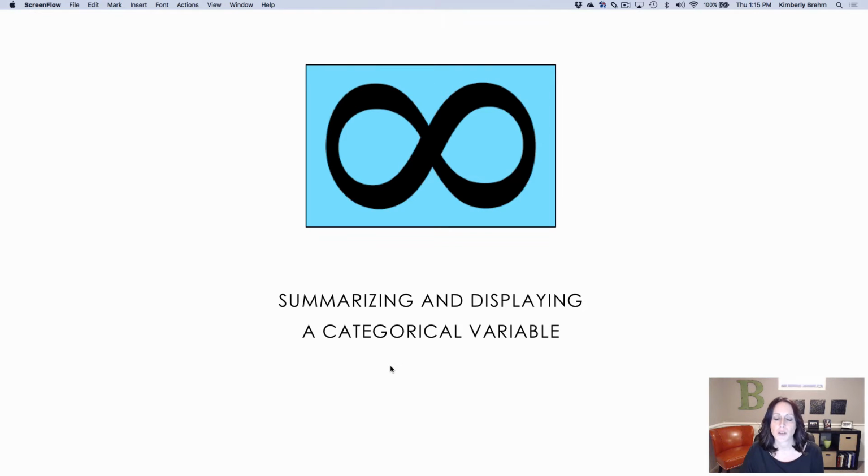In this lesson, we are going to focus on categorical variables. We're going to talk about how we summarize them and how we display them.